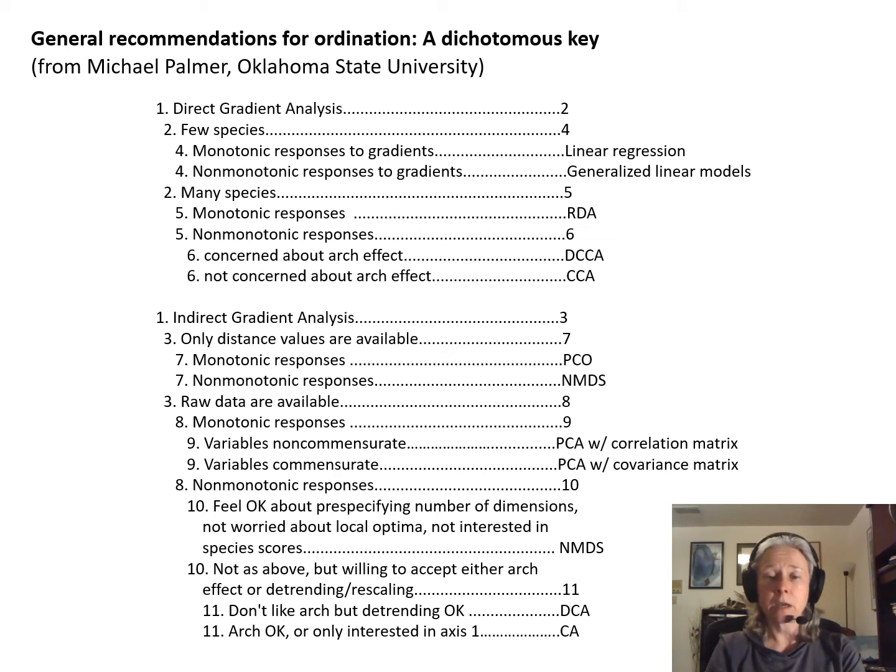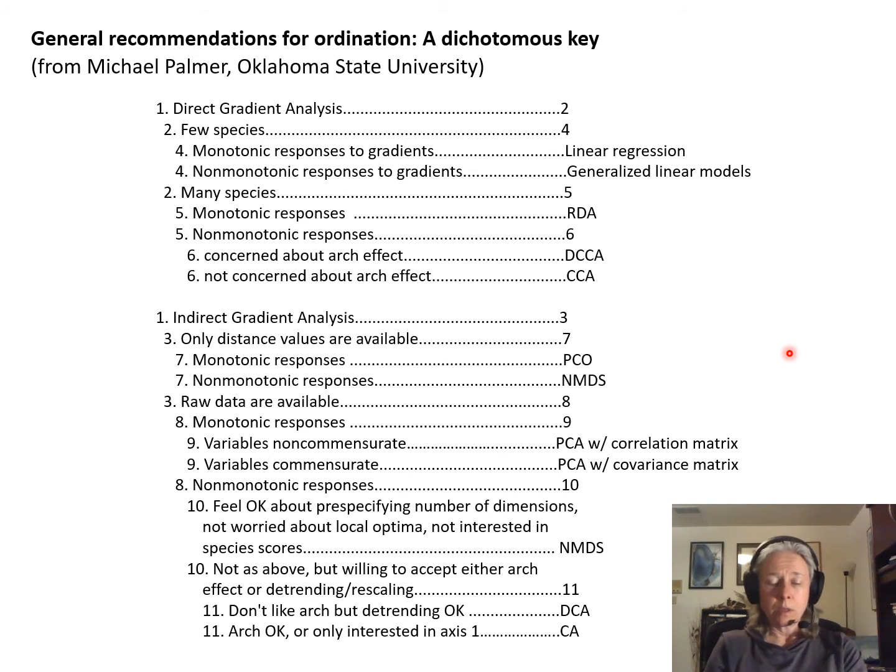This is that dichotomous key, which I also include in the online notes. And by no means is it comprehensive. It just hits the main forms of ordination. So, for example, things like redundancy analysis and detrended canonical correspondence analysis, canonical correspondence analysis, principal coordinates, NMDS, and so on and so forth. And so this is just a small grouping of the different types of ordination methods that there are out there.